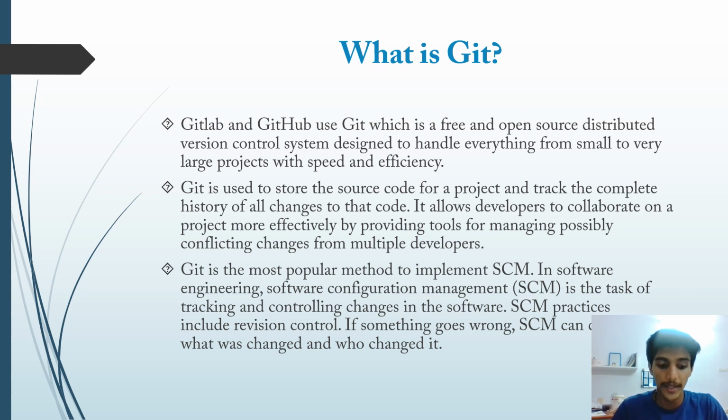Also, Git is a popular method to implement software configuration management, which is the task of tracking and controlling changes made to the software. It is done through revision control, so if something goes wrong, SCM can see what was changed and who changed it.